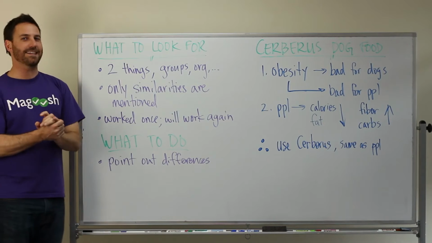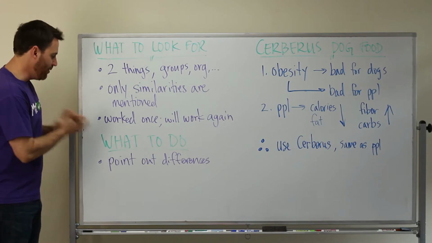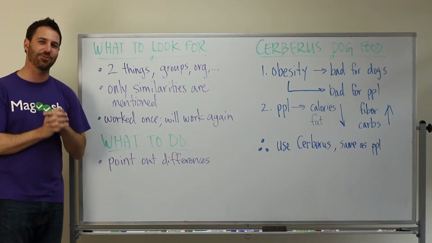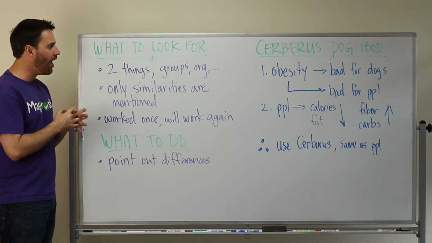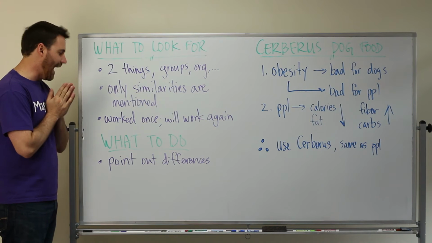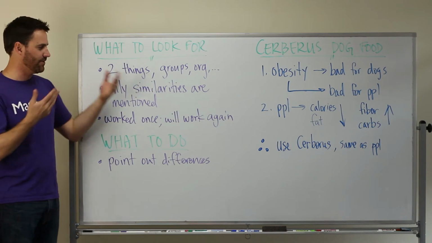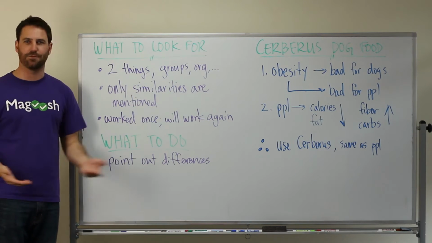It's very easy to handle these types of flaws. Really, what you should do is just point out all the differences between the two things and cast doubt on the conclusion. You can't draw a conclusion because these two things are different for these different reasons.